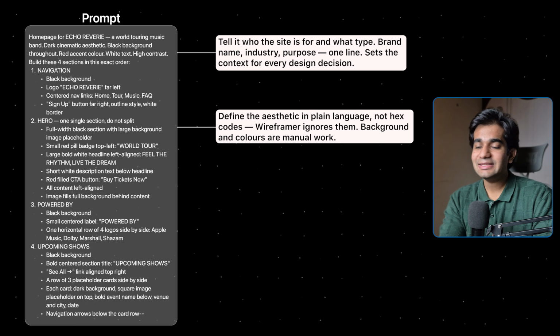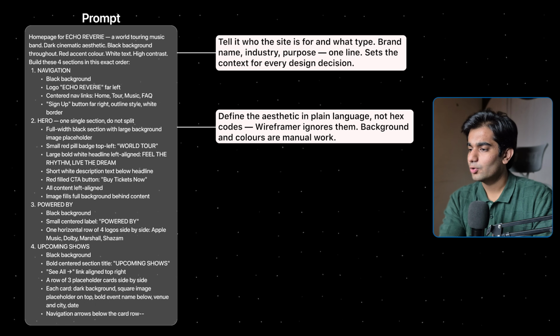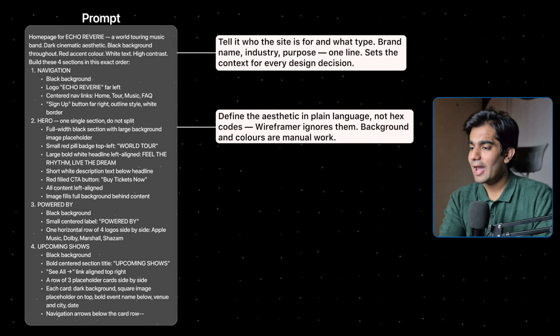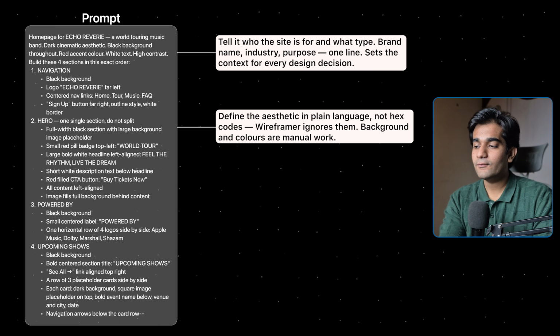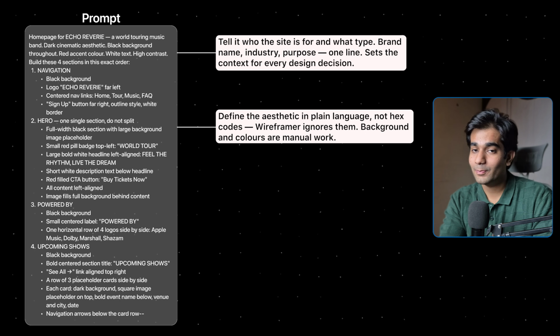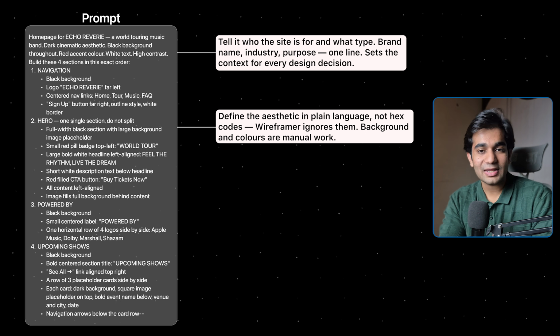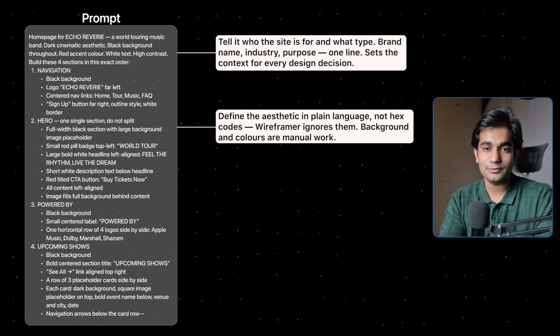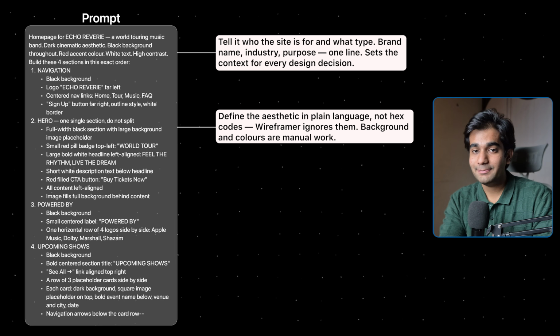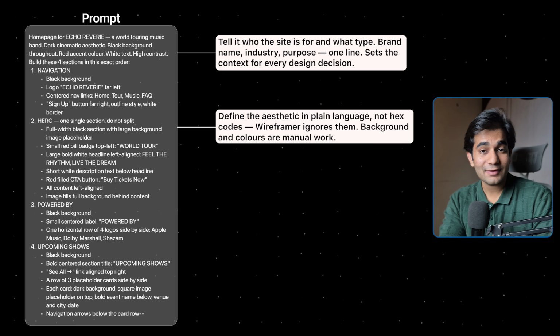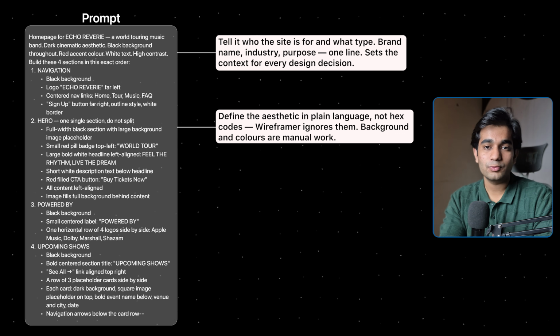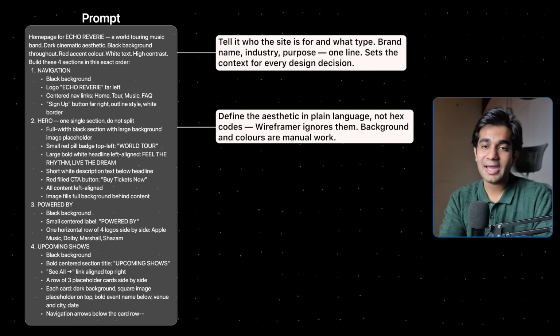Second, define the aesthetic in plain language. Not hex codes, plain language. I've tested hex codes extensively and Wireframer largely ignores them. If you want a dark website, change the background to black. And if you want a light website, keep the background as it is, which is white. You have to change backgrounds manually because Wireframer does not change the backgrounds for you. If you want a dark website, it cannot change the background to suddenly black. It will keep the background as it is.